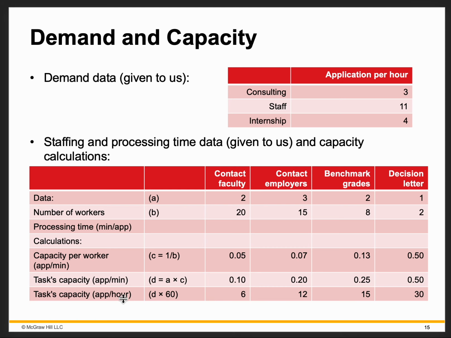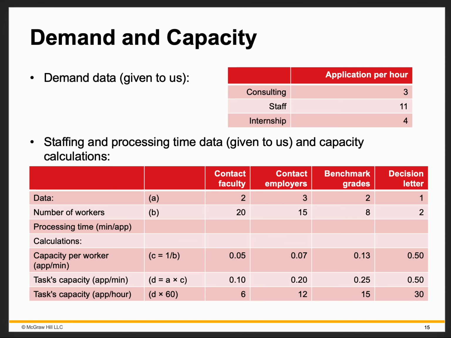And finally, you can calculate the capacity per hour by just multiplying this number by 6. Right, so the capacity per hour is: you can contact 6 faculty in an hour, you can contact 12 employers in an hour, you can benchmark 15 grades in an hour, and you can give out 30 decision letters in an hour. Right, so that's basically what you can do here.